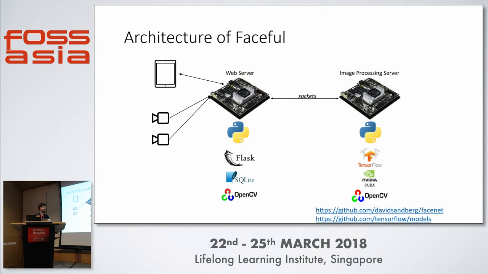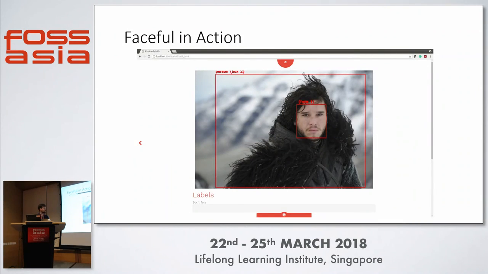And the image processing part is based on the FaceNet project and also on TensorFlow models. And you can see here Faceful in action with Jon Snow, right? It can recognize his face, and here actually you can see the box number one. You can enter a label and update the database with this label. Then, for example, you have 10 photos of you. You can label them with your name. After that, you can run a training phase where the system will be trained to recognize your face, and then in all the other photos, it can recognize your face.